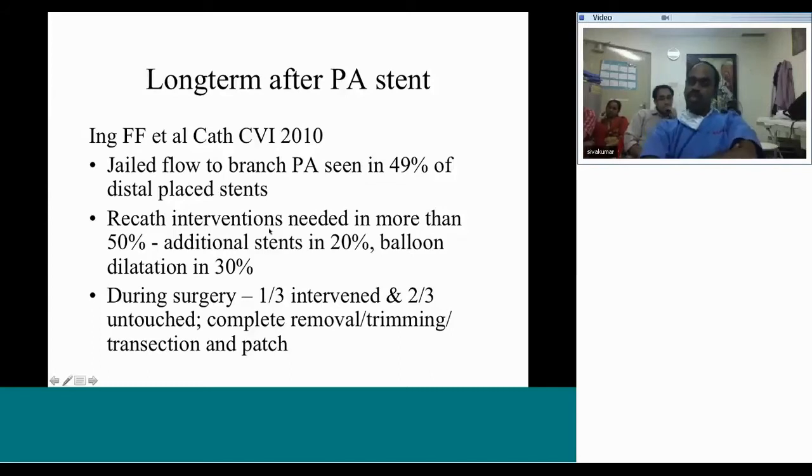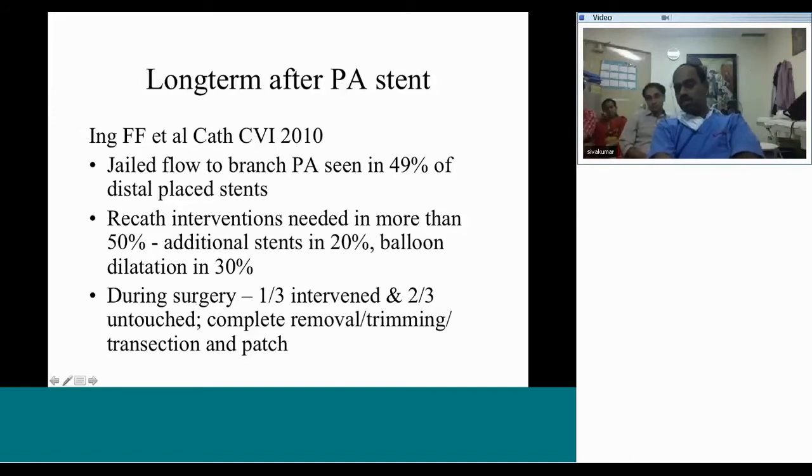If we don't intervene on a child less than 6 years, the pulmonary artery will not grow. The lungs will not grow. So you have to intervene. And if you are intervening at 1 year, 2 year and 3 year, you cannot dilate it to adult size. So automatically you will be stenting only to 8 millimeter to 10 millimeter. So these stents will invariably need a post dilatation, either with additional stents or with balloon dilatation. So re-interventions are seen in up to 50% of the patients.